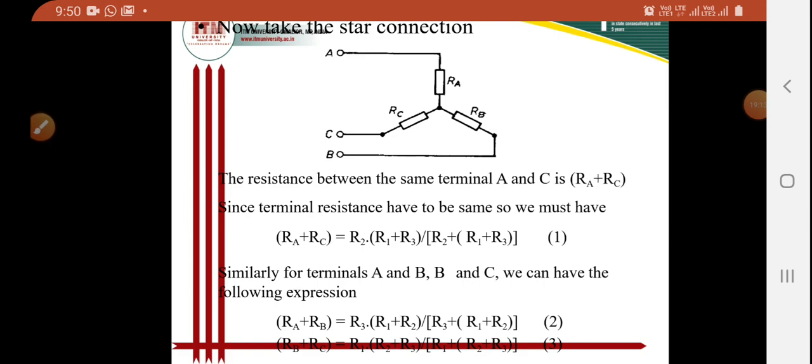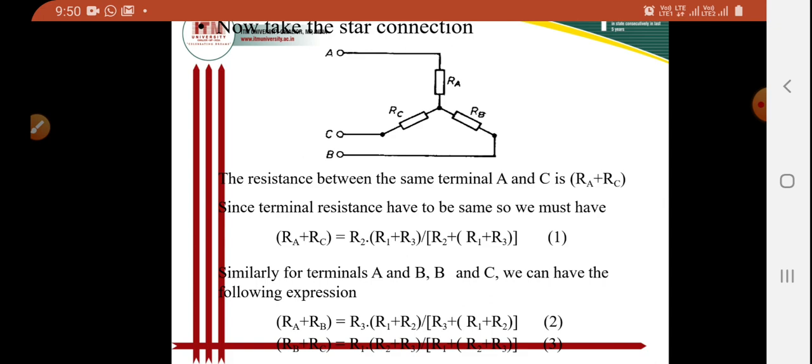So since the terminal resistance has to be the same, we must have RA plus RC equal to... what is the thing I am telling here? The terminal resistance has to be the same.